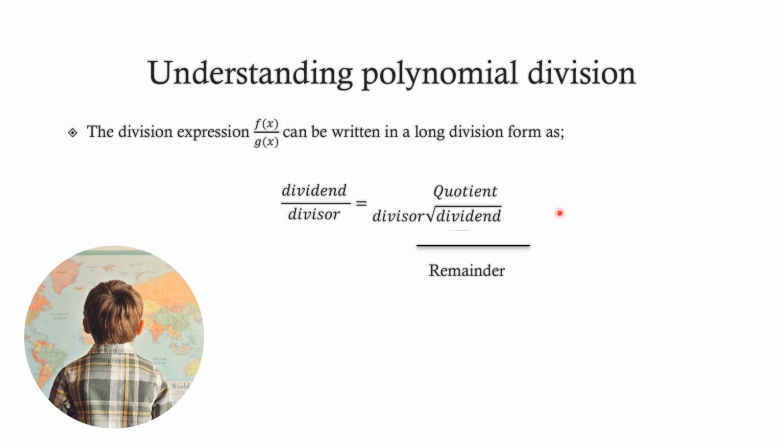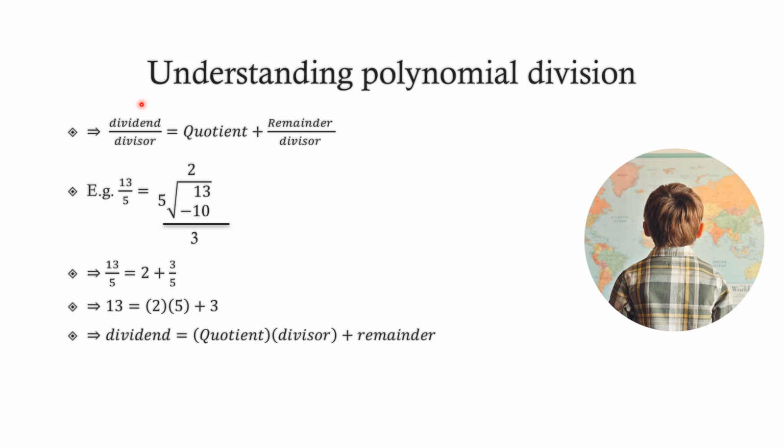So let's look at how we write the expression in a long division format. Here we have the dividend, which is f of x, divided by the divisor, which is g of x, equal to the quotient, being here the long division symbol. Inside it will be the dividend, outside will be the divisor, and down here will be the remainder. So look at this particular expression very well. Then, per the understanding we have from the long division expression, the division of the polynomial can also be expressed as the dividend over divisor equal to quotient plus remainder divided by the divisor.